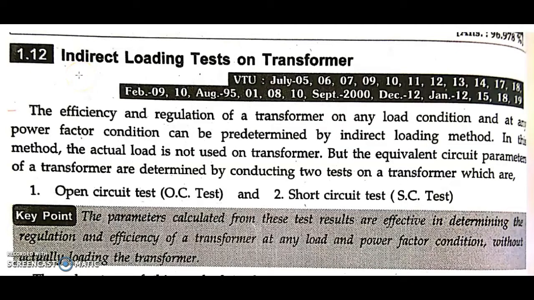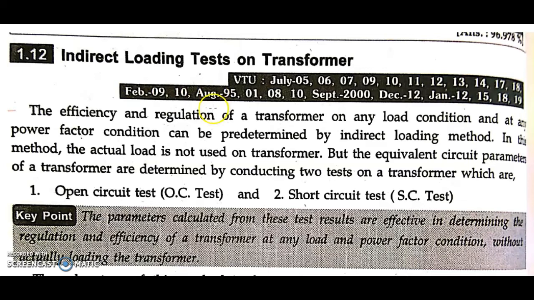Hello guys, in today's class we shall discuss indirect loading tests on transformer. So basically there are two types of tests on transformer we conduct. One is direct test as well as indirect test. To be precise, direct load test. Second one is indirect load test.